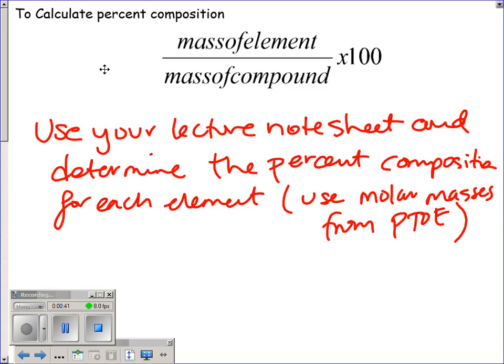Example 4. Aluminum sulfate. Good. Next. Ooh, there's a typo on that one. Oh, listen to this one. Mg(NO3)2. Put a 2 there.